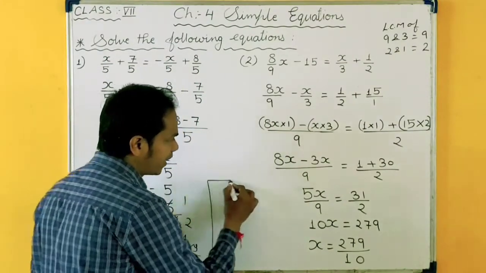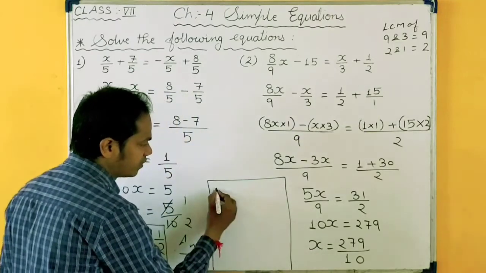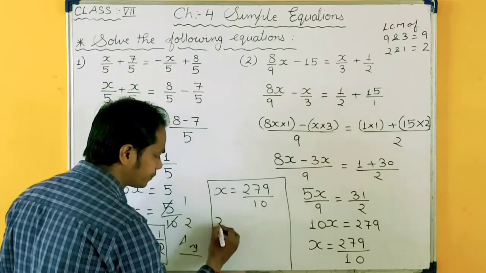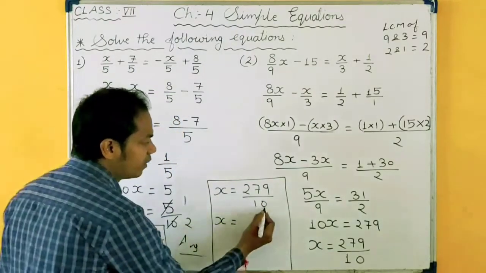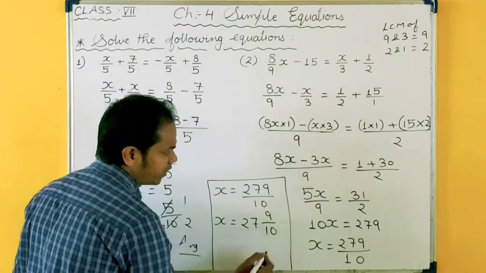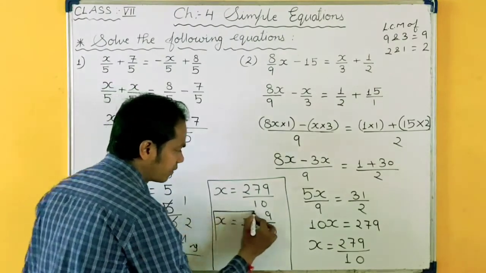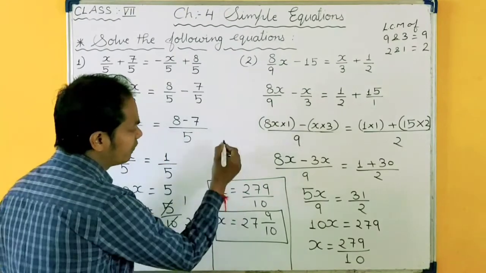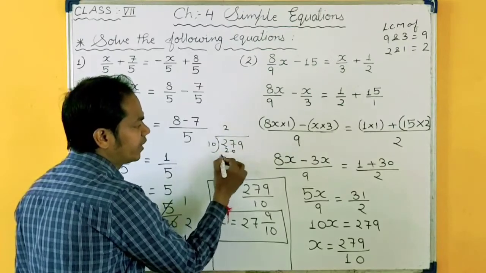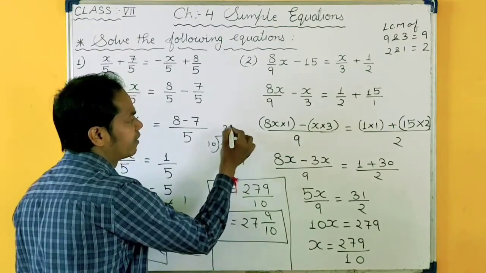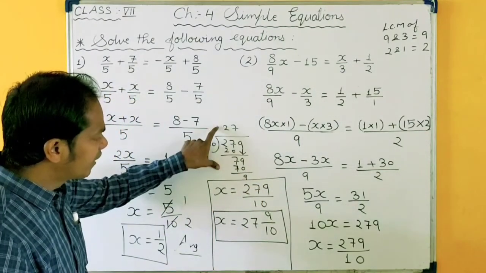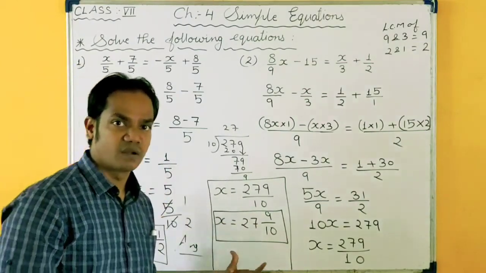Finally you can write this in a mixed fraction. x is equal to 279 by 10 divided. How many times will it come? 10 2s are 20, 10 7s are 70, remainder 9 upon 10. This is your final answer. You know division, 279 divided by 10: 10 2s are 20, then 79, 10 7s are 70 and remainder 9. So I have written this value as a mixed fraction. Okay, this is your solution.